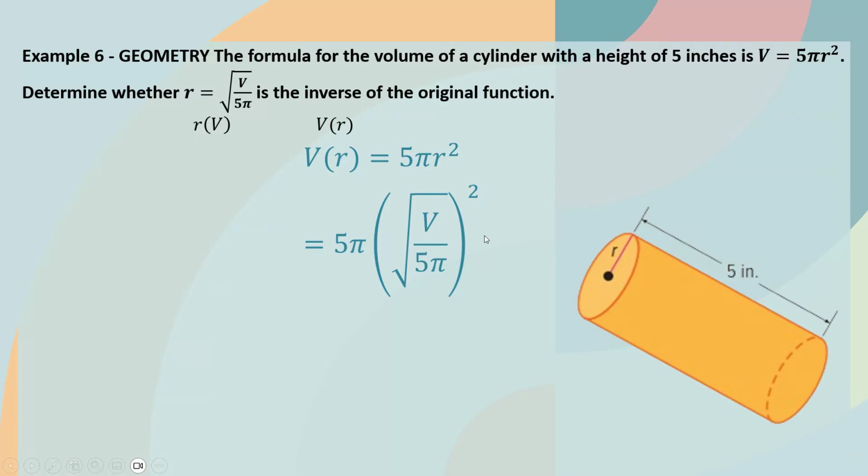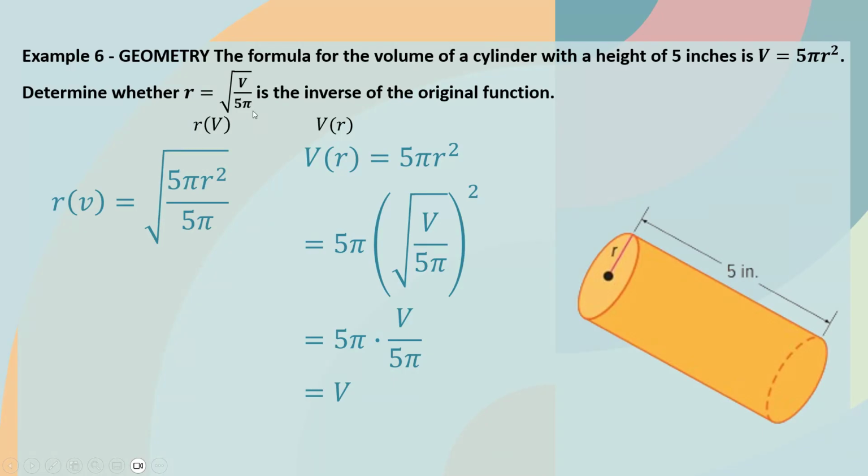All right, now to simplify this, the square power and square root are inverse operations, so they're going to cancel each other out. Then multiplying by 5 pi and dividing by 5 pi, multiplying and dividing are inverse operations, so they cancel out. So we did end up with the identity, back to volume.